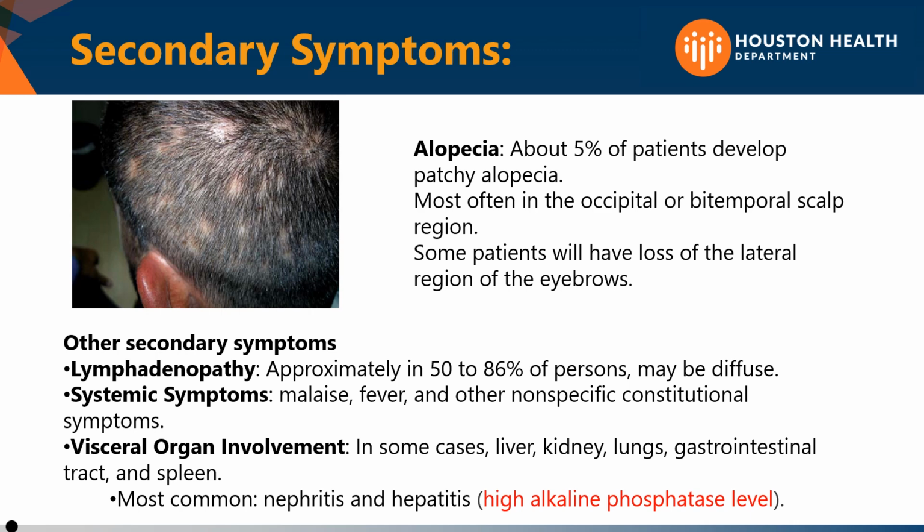We can also find visceral organ involvement. In some cases, the bacteria is able to reach visceral organs such as the liver, the kidneys, also the GI tract, and also the spleen and lungs. But the most common organs that might be involved are basically the liver and also the kidney. So that's why it's important that the provider, besides doing the serological testing to diagnose the syphilis infection, also does an alkaline phosphatase. And this is just to determine if these organs have been reached or targeted by the infection.